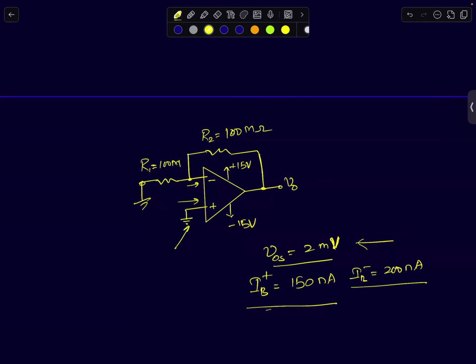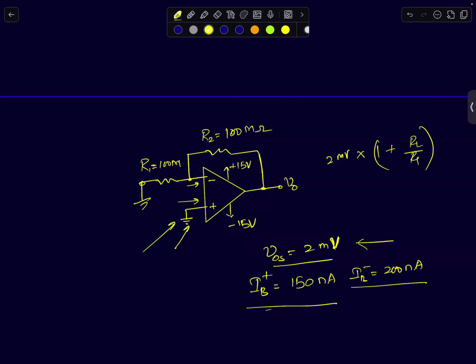It's a non-inverting amplifier, right? So the gain has to be 2. Exactly. So it's plus 2 millivolts, because I'm assuming VOS is positive. If I assume VOS to be positive, it will be 2 millivolts into 1 plus R2 by R1. Right? It's a non-inverting configuration.